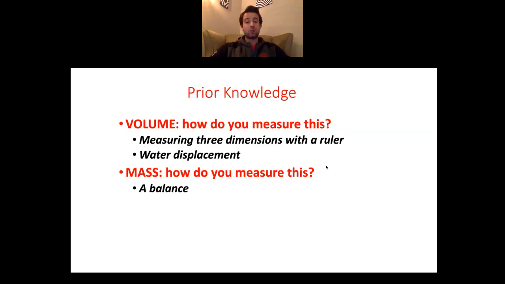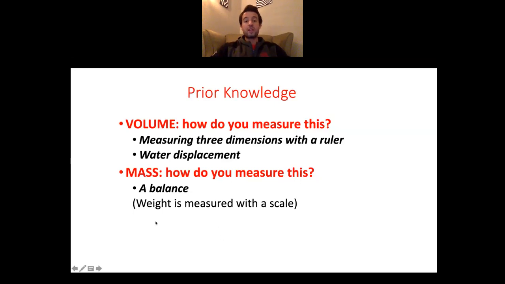And then for mass, how do you measure it? You measure it with a balance. You just kind of put it on a scale, and then it'll give you a reading. Sometimes you'll have to use a physical balance and actually move weights around. Sometimes you'll get to use an electronic balance where it does that all for you, and it just tells you the number.